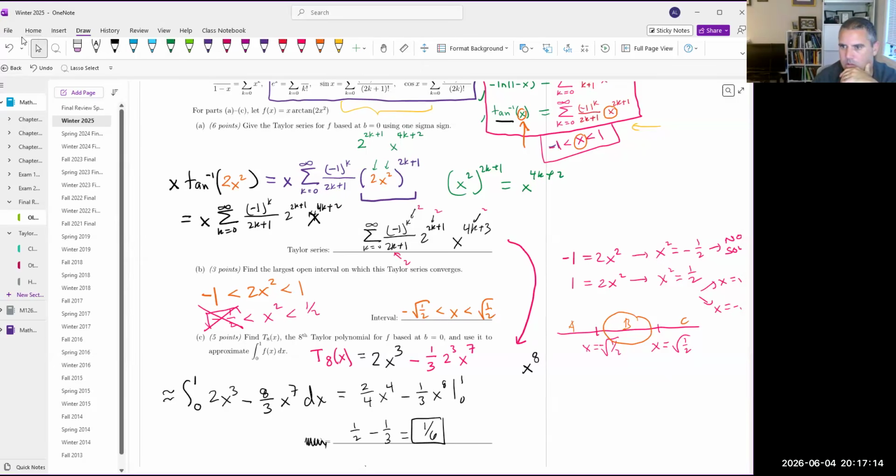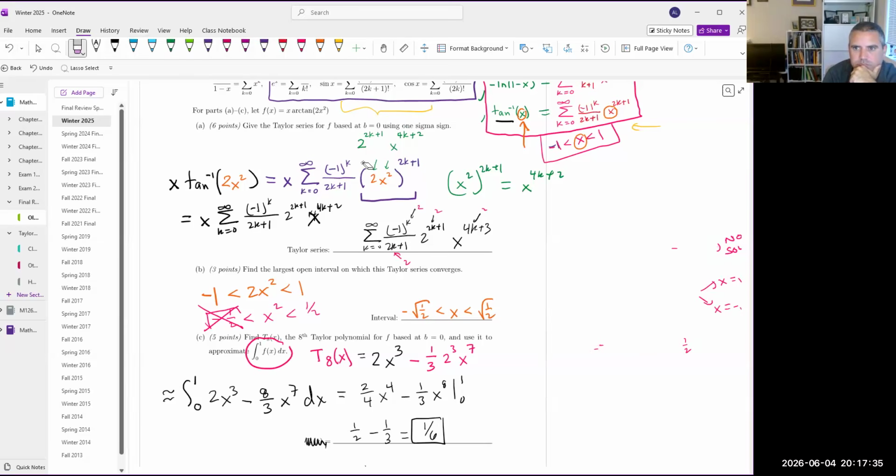Questions on this one? Yeah, if the question said to give the general pattern, so this one was specific. It was saying use the eighth Taylor polynomial. If the question was saying what's the general pattern for the integral of the thing we just had, the way it would be written is this way. You would say the integral from 0 to x of t arctangent of 2t squared dt. Give the Taylor series for that.